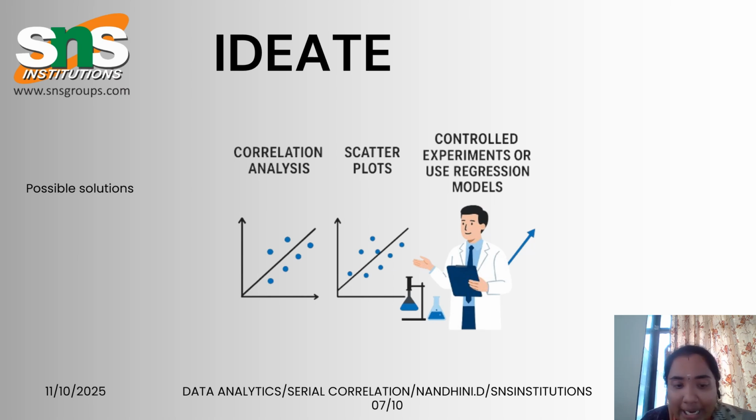Next one is the ideate part. In the ideate part, what solutions can we provide for this, with the help of empathy and ideation? First, we use correlation analysis to measure the relationship. Next, we create scatter plots to visually explore the patterns. Third, we conduct controlled experiments or use a regression model to test the causal links. These are the three possible solutions we give.